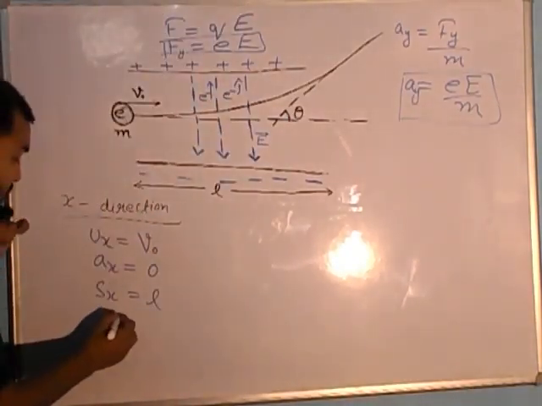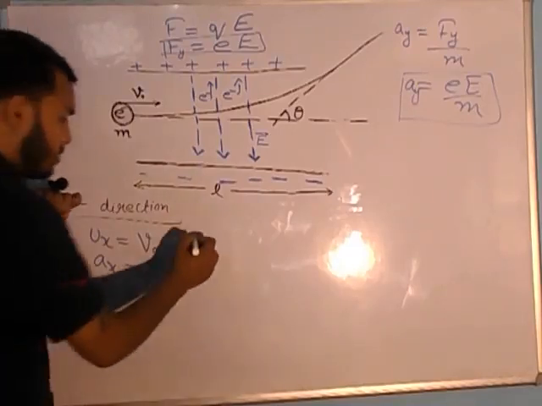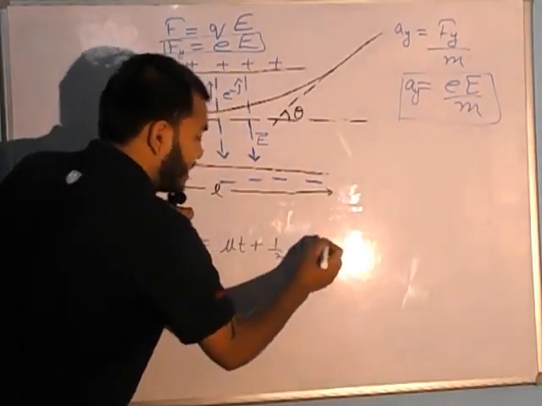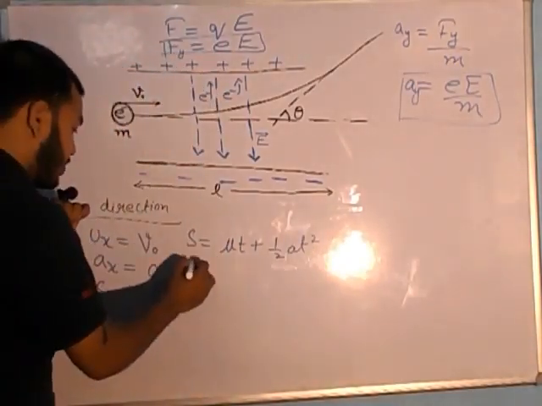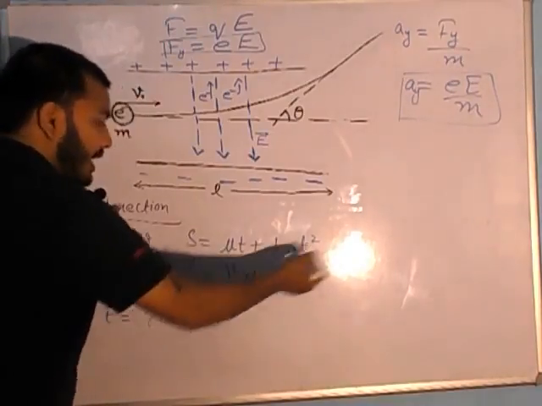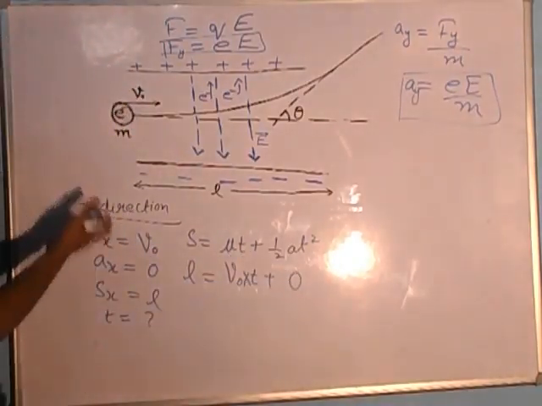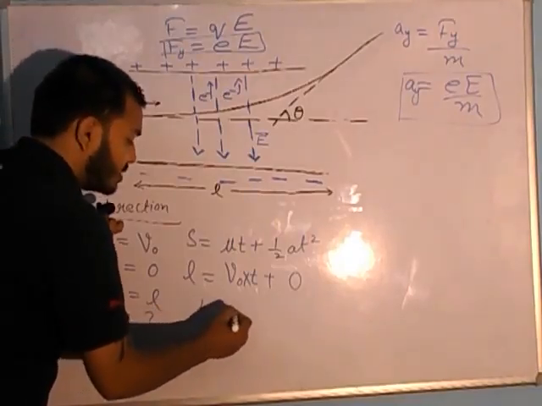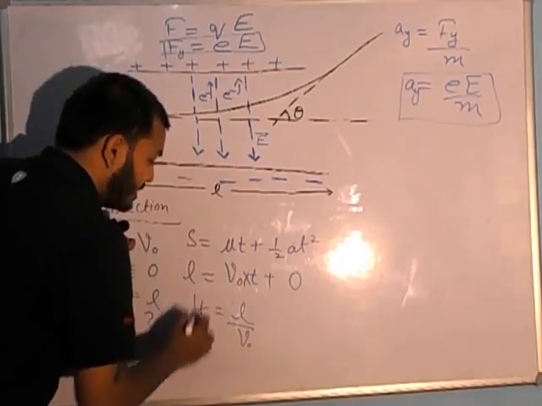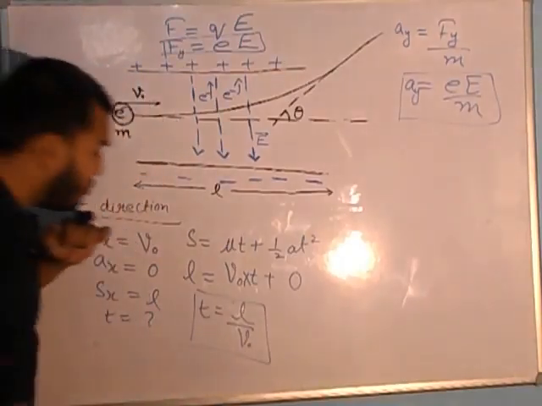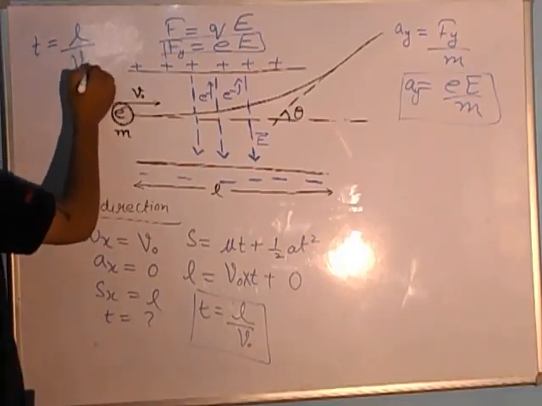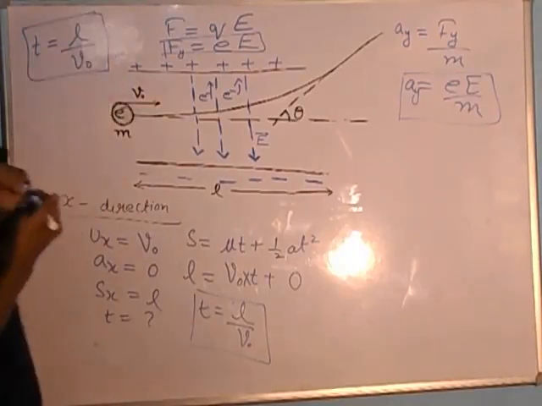Now we need to find the time. So what equation are we using? We are using S equals ut plus half at squared, class 9 physics, you all must be knowing. In place of S I put L, in place of u I put v0, in place of t I put t, and the last term will be 0 since acceleration in the x direction is 0. So from here we get time t equal to L divided by v0. This much time is taken by the electron to pass through this electric field.